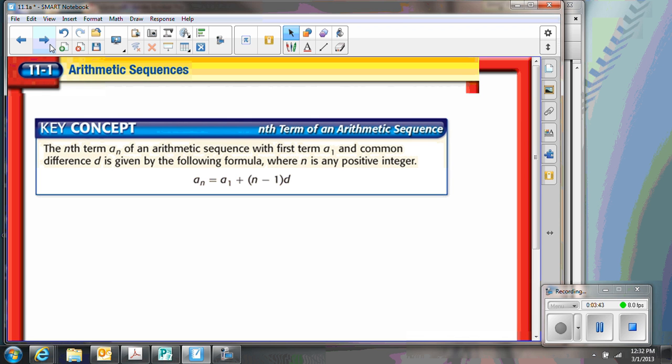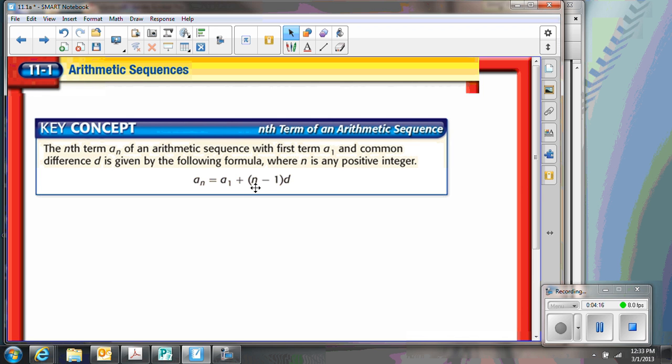It is possible to develop a formula for each arithmetic sequence by using the first term a sub 1 and the common difference d. Here's our formula for the nth term of an arithmetic sequence. The nth term, denoted a sub n, of an arithmetic sequence with first term a sub 1 and common difference d is given by the following formula, where n is any positive integer. So a sub n equals a sub 1 plus n minus 1 quantity times d.